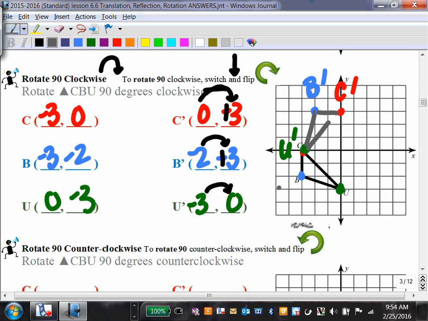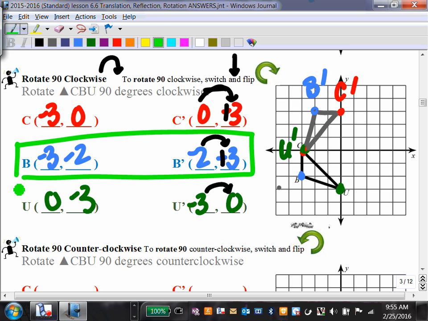Now, it's a little hard to see how that is 90. So what I do is I call it a point check. Ready? Here's what I mean by a point check. I choose any set of points. Could you choose C or U? Sure, no problem. Now go to the origin. Draw a line from the origin to the original B. Go back to the origin. Draw from the origin to B prime.